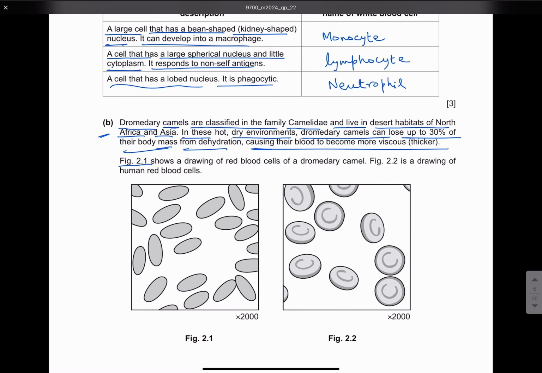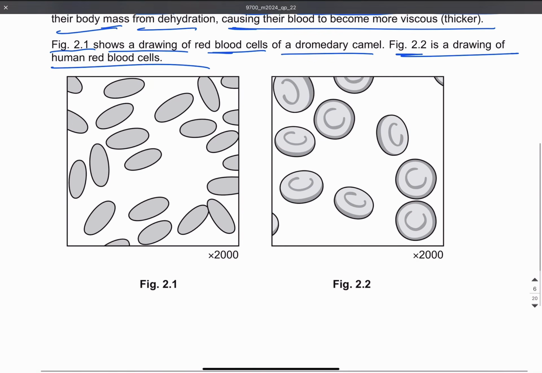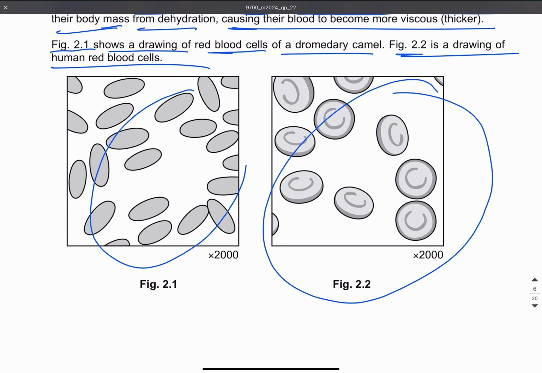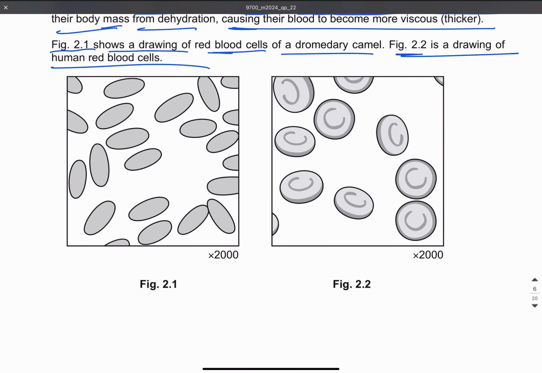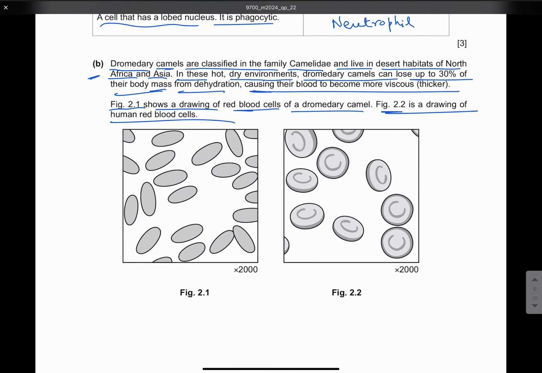Figure 2.1 shows a drawing of red blood cells of a dromedary camel. Figure 2.2 is a drawing of the human red blood cells. So guys, we can see the difference between the human red blood cells and the dromedary camel red blood cells. The red blood cells of the dromedary camel are, we can say, oval or elliptical, right? And they're smaller than the red blood cells of the humans. The red blood cells of the humans have a biconcave shape. They are larger than the dromedary camel red blood cells.